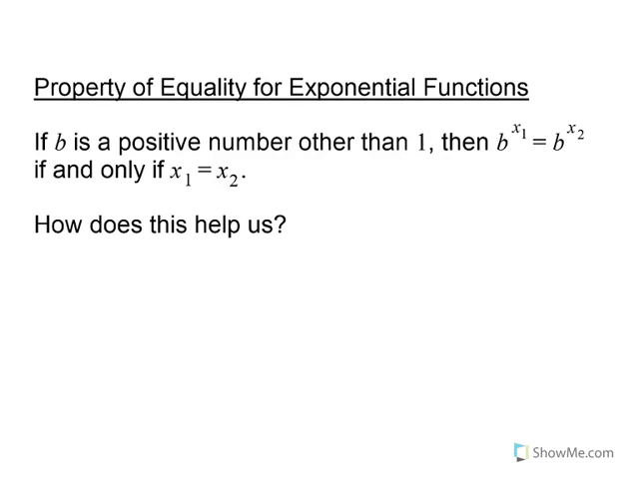The property of equality for exponential functions states that if b is a positive number other than 1, then if you have b to the x1 is equal to b to the x2, that will be true if and only if x1 is equal to x2. So it's saying if you have two different exponentials with the same base set equal to each other, their exponents must also be equal. So how does this help us?